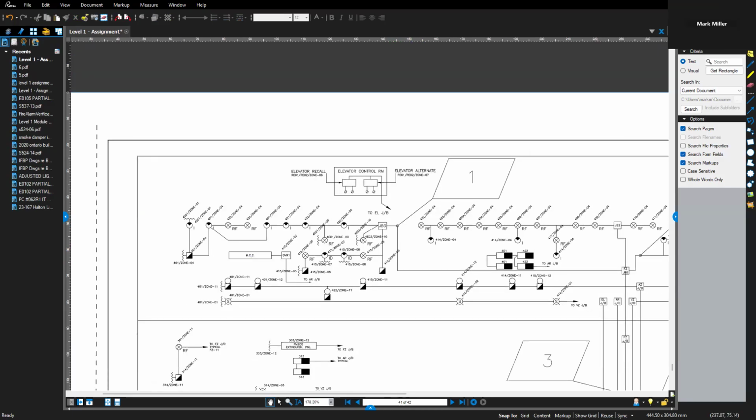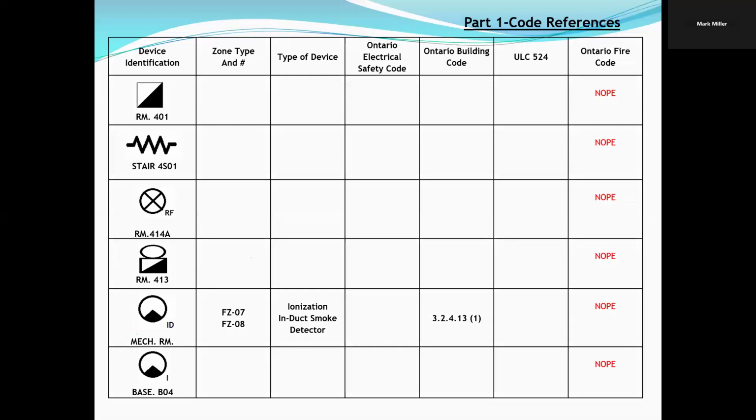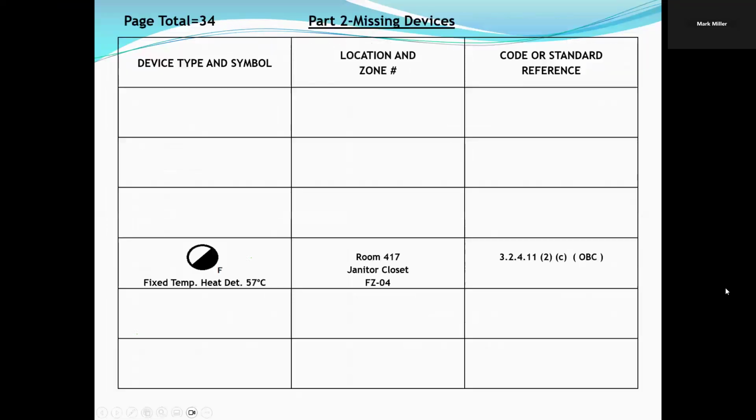Part 3 is the missing devices. There are a lot of missing devices, a very large number of missing devices. I believe your assignment says that there are 6 missing devices. There are way more than 6 missing devices. There's way more than 8 missing devices. But that is the benchmark. We're going for 8 missing devices.